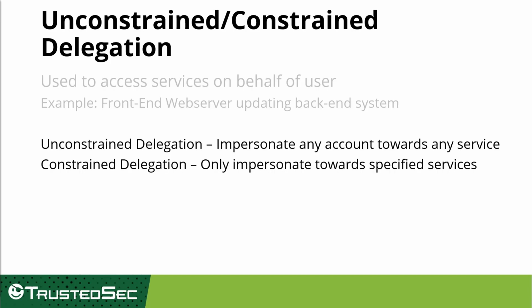Unconstrained delegation is a little more powerful, or has more permissions, than constrained delegation. Unconstrained delegation is allowed to impersonate any account towards any service in the domain. Thereby, it's pretty dangerous to configure this on a system. Constrained delegation, on the other hand, only impersonates towards specified services, meaning that you can narrow down what sort of service the server is allowed to impersonate towards. Meaning that you can specify that our front-end web server is only allowed to impersonate users towards a specific backend system on a specific service.